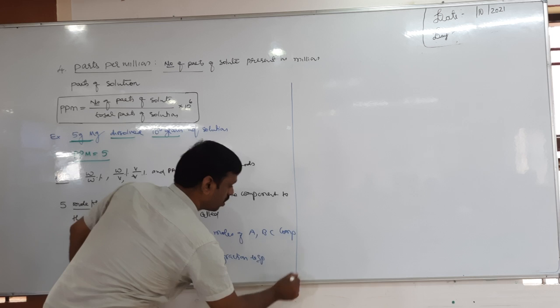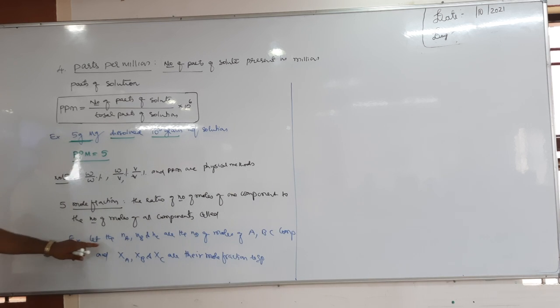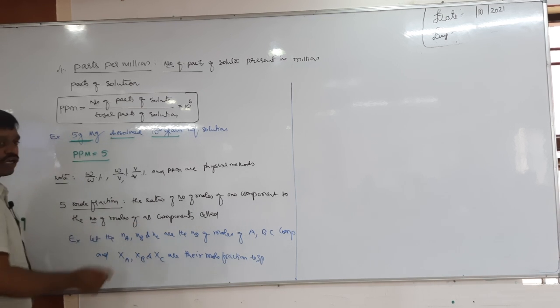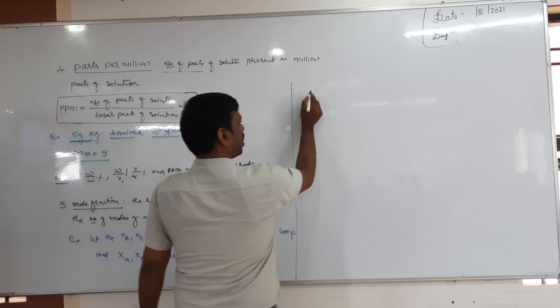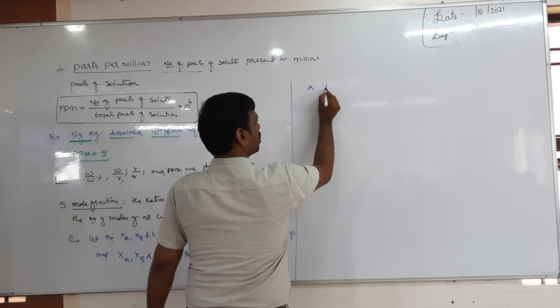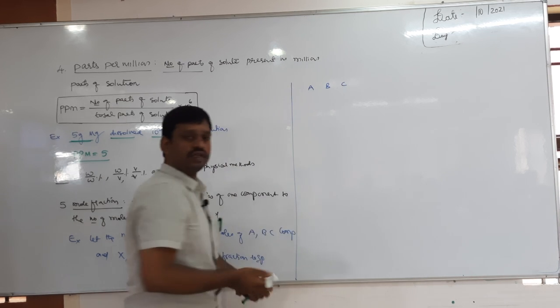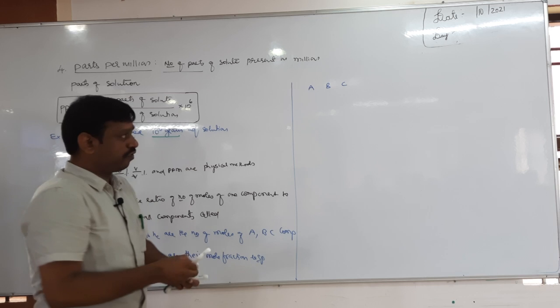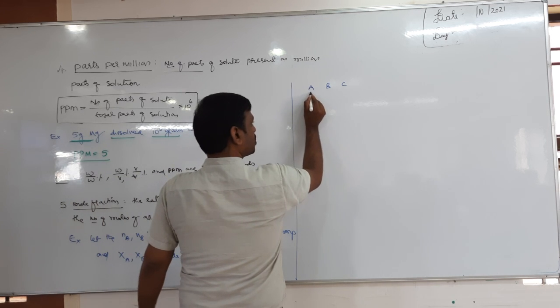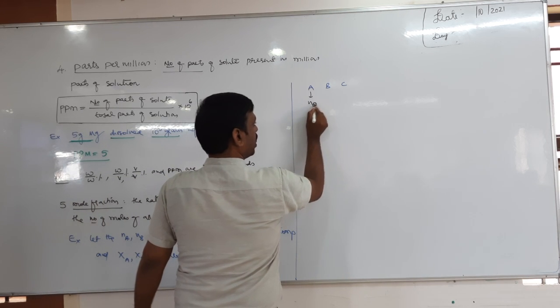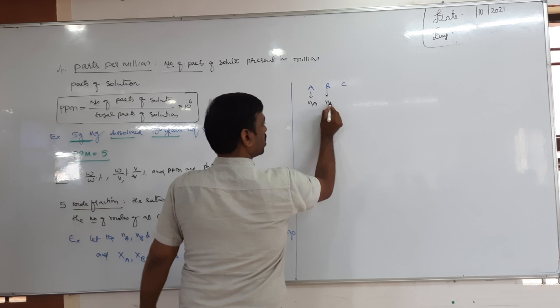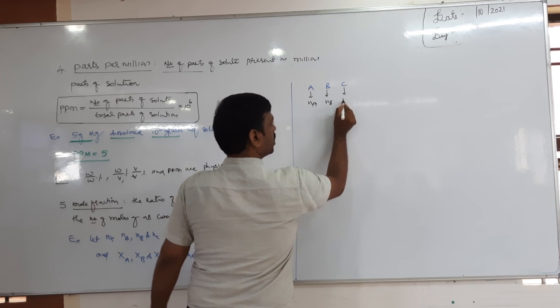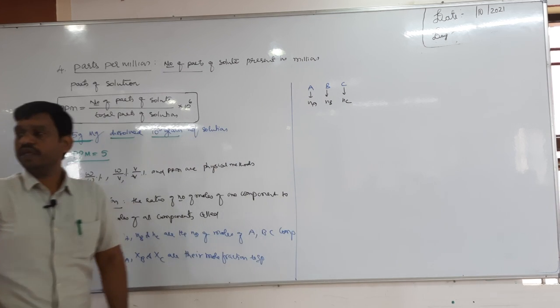Okay, see here in this example we have taken Na, Nb, Nc. So what are Na, Nb, Nc? Number of moles of A, B, C component, right? So there are 3 components, A component, B component, C component. Therefore, number of moles of A is Na, number of moles of B is Nb, number of moles of C is Nc respectively.